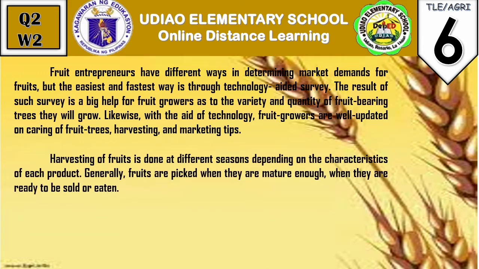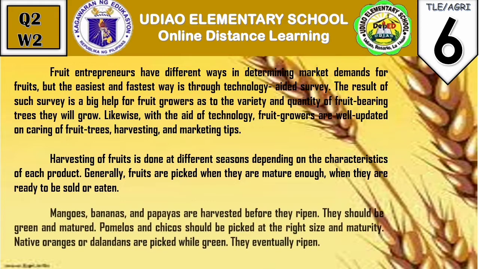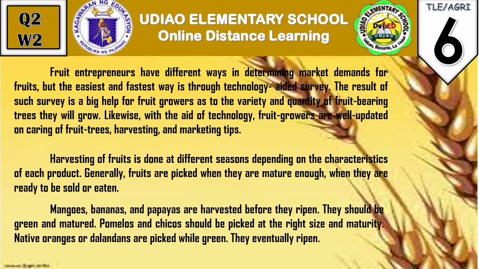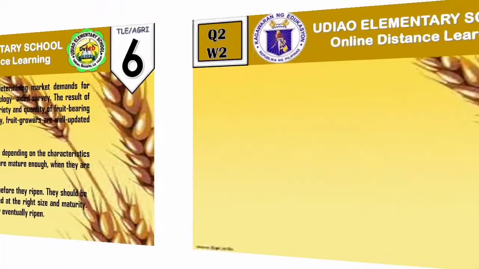Harvesting of fruit is done in different seasons depending on the characteristics of each product. Generally, fruits are picked when they are mature enough, when they are ready to be sold or eaten. Mangoes, bananas, and papayas are harvested before they ripen. They should be green and matured. Pomelos and chicos should be picked at the right size and maturity. Native oranges or dalandans are picked while green. They eventually ripen.